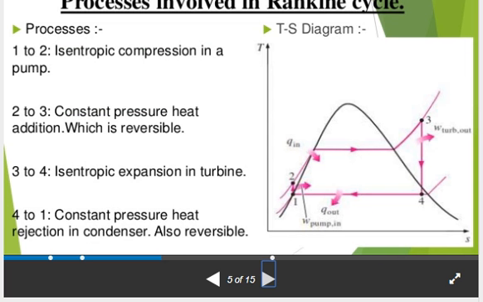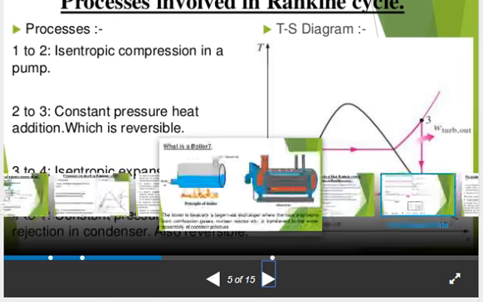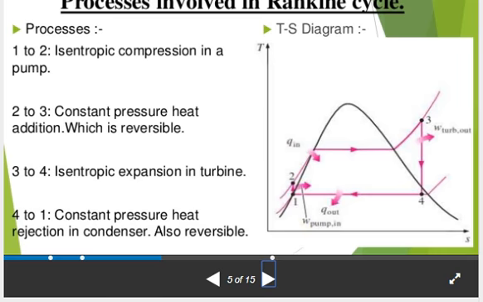Then there are different types of processes involved in the Rankine cycle. From the T-S diagram we can see processes 1 to 2, 2 to 3, 3 to 4 and 4 to 1. First, process 1 to 2 is isentropic compression in a pump, and then 2 to 3 indicates constant pressure heat addition, which is irreversible. Then process 3 to 4 is isentropic expansion in the turbine, and process 4 to 1 shows constant pressure heat rejection in the condenser, also reversible.